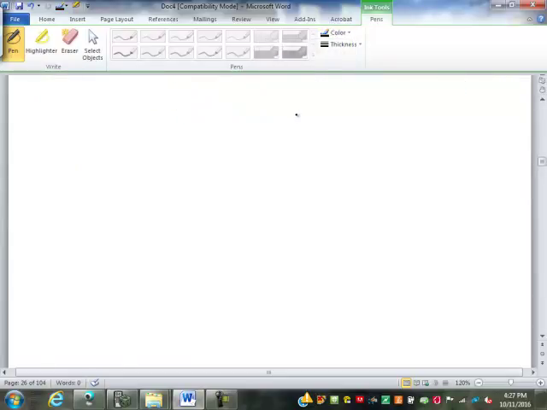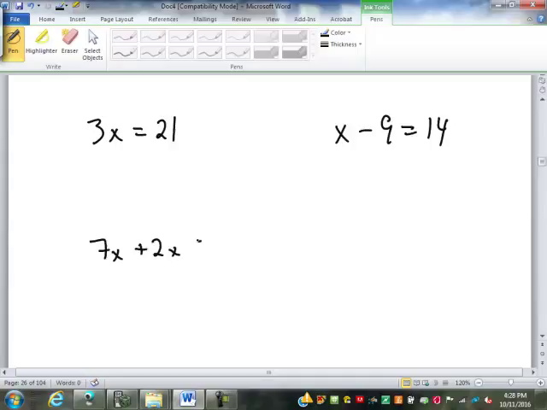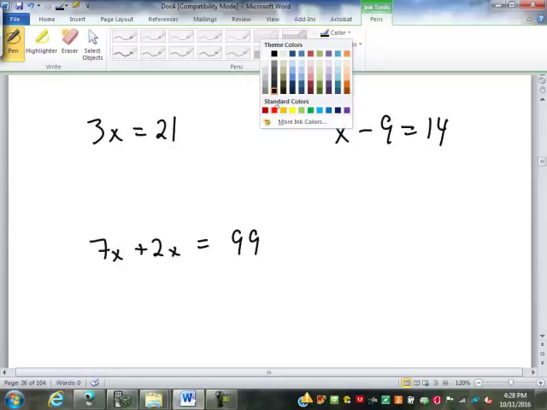Okay, we need to be able to solve basic equations. And by basic equations, I mean really simple, like 3x equals 21, or x minus 9 equals 14, or even 7x plus 2x equals 99. Equations like those.